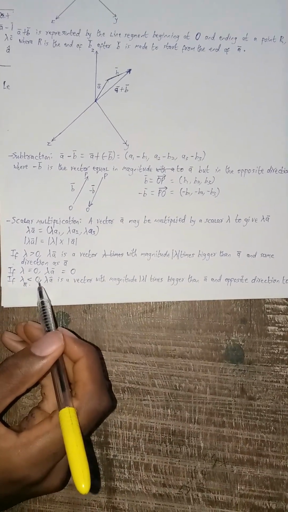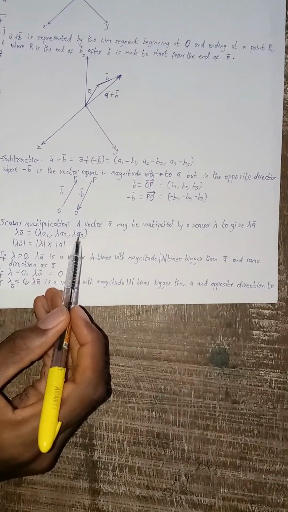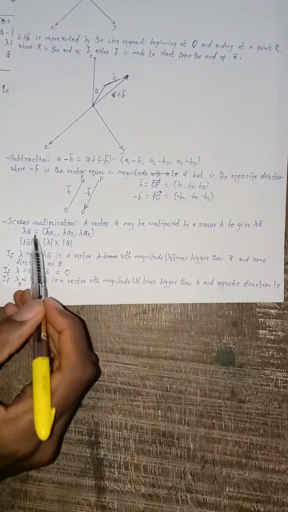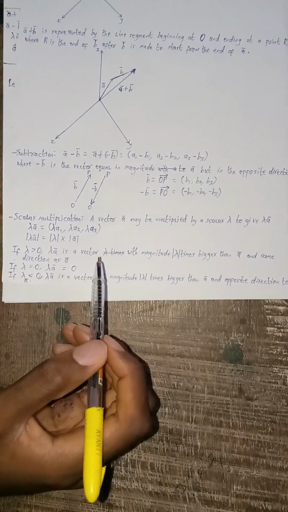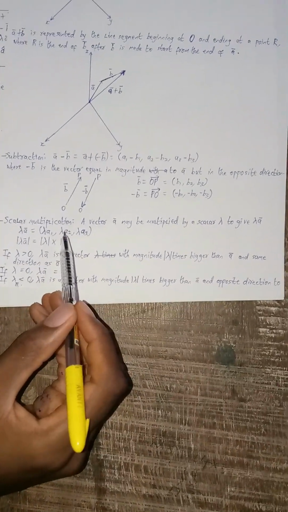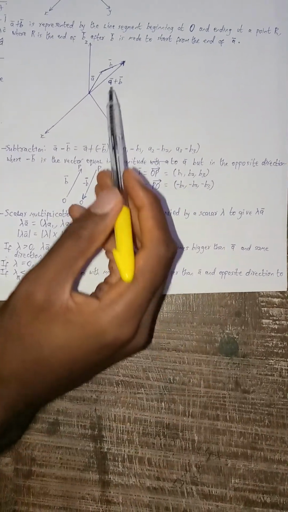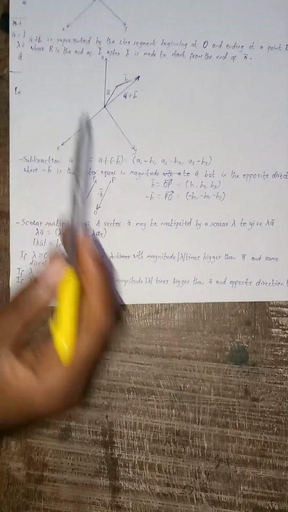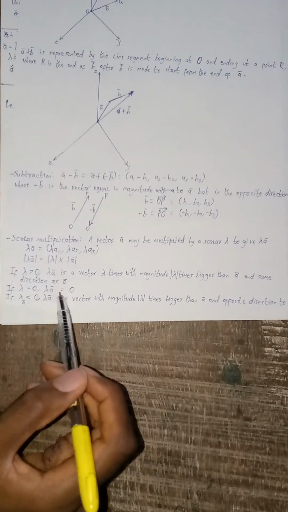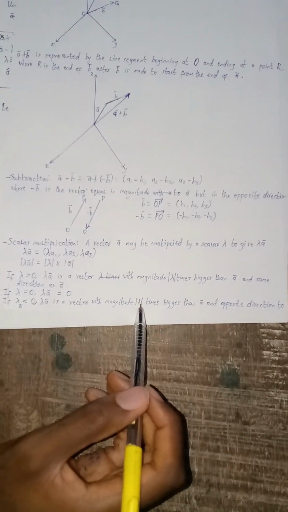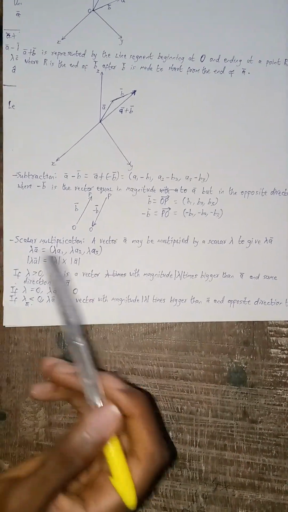If lambda is less than 0, here we'll be multiplying each component by a negative number. That will give us a new vector that is going to be in a direction opposite that of A, because it's minus. Remember what we discussed here? When you have minus, we just go in the opposite direction. So if lambda happens to be a negative number, the magnitude of the new vector will still be the modulus of lambda times the magnitude of A, but the direction will be opposite to A.